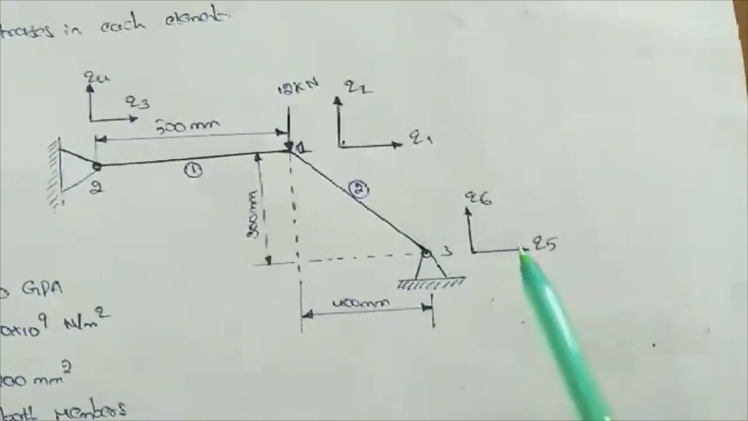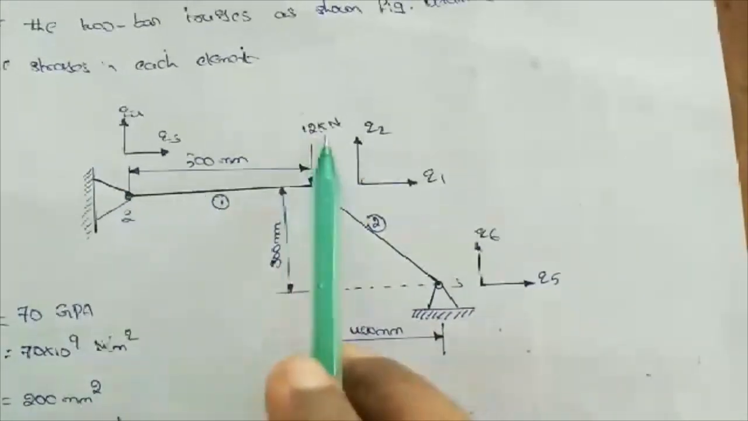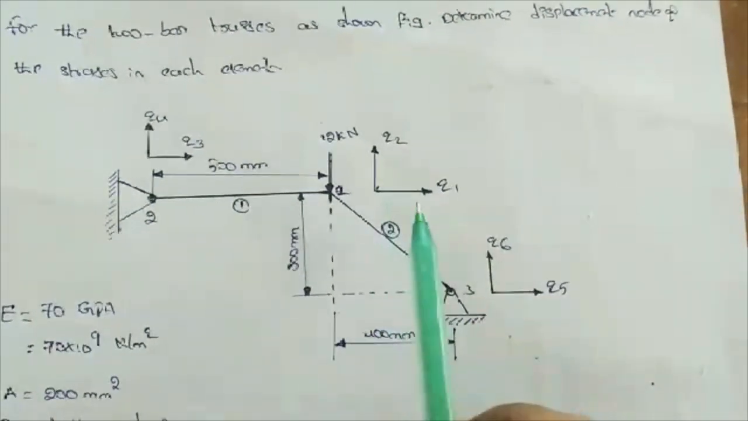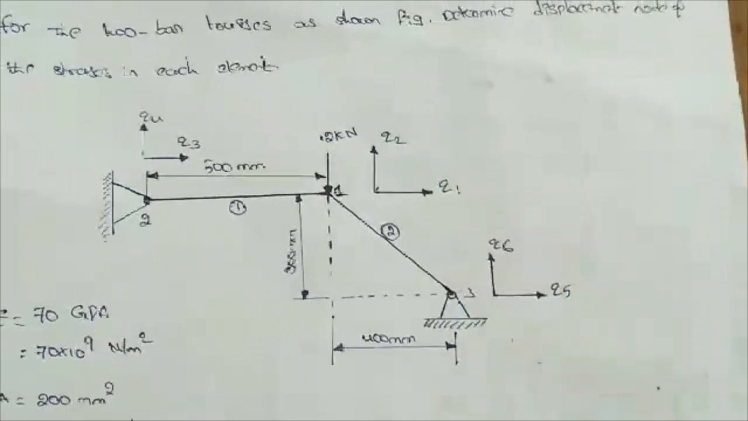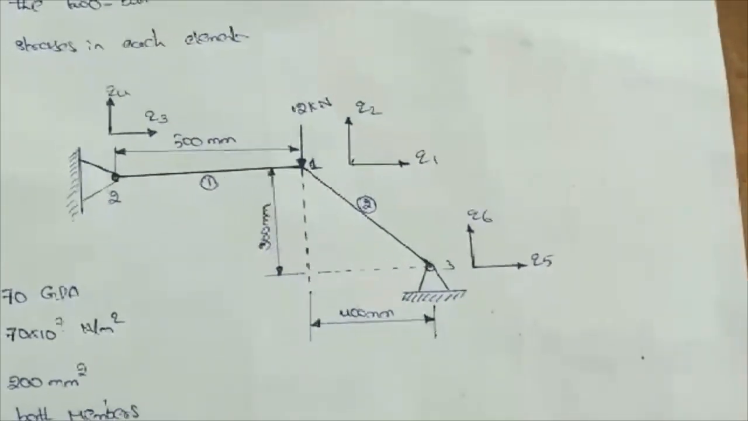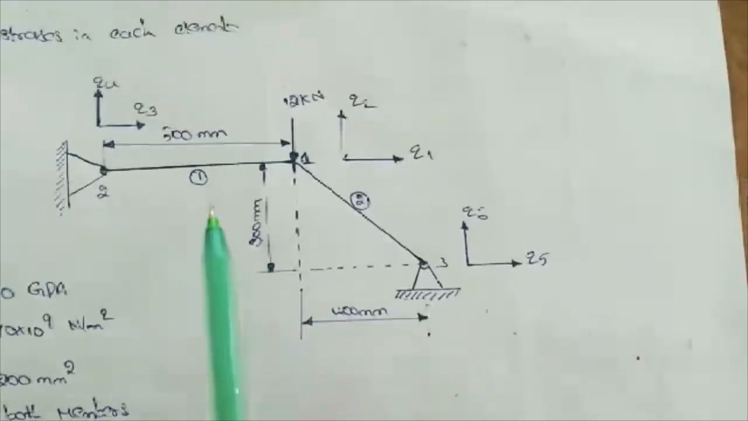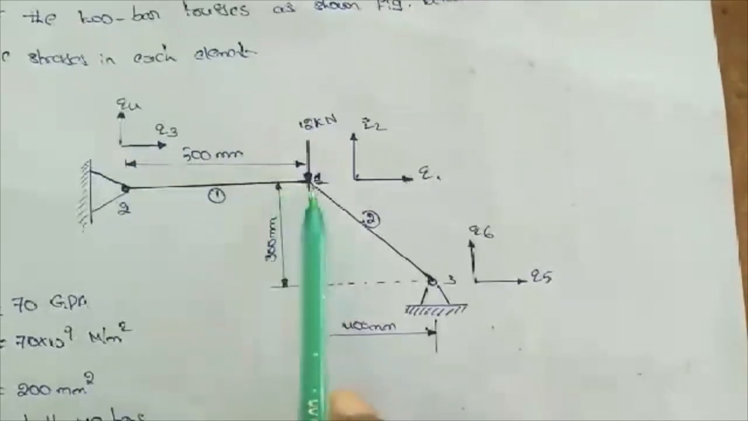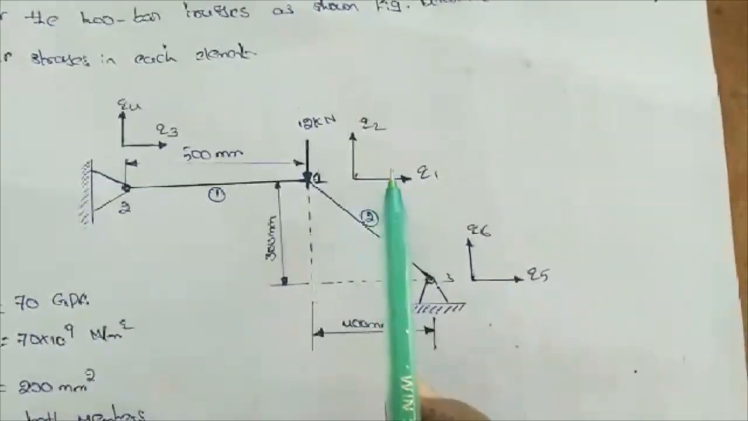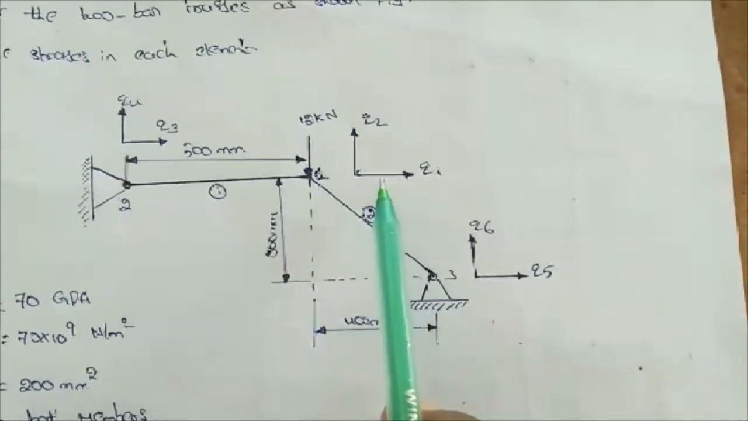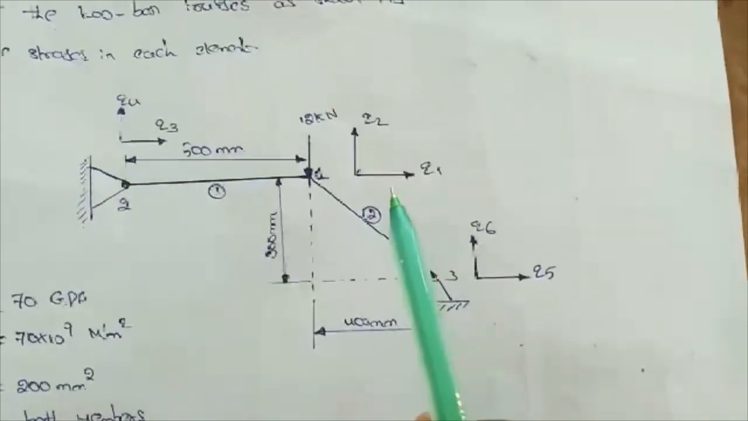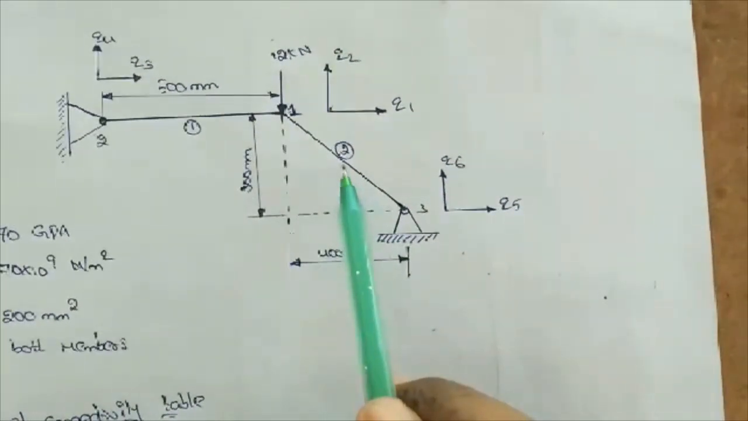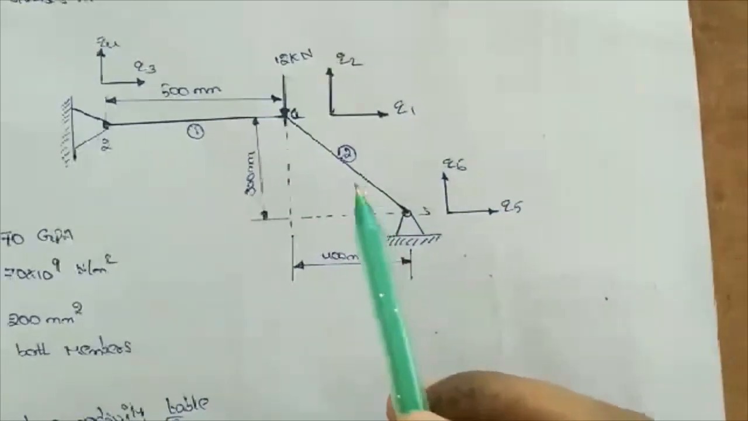These are the displacements q1, q2, q3, q4, q5, q6, the displacements at node 1, node 2, node 3 respectively. First of all we have to indicate the element numbers in the figure, then node numbers, after that displacement numbers. But in this problem they are given in the question itself. Here the length of the second element is not given in the problem. We have to find it out.